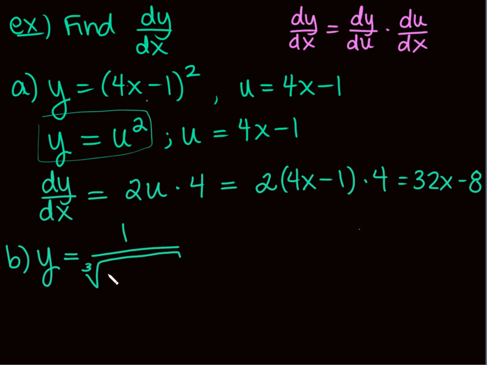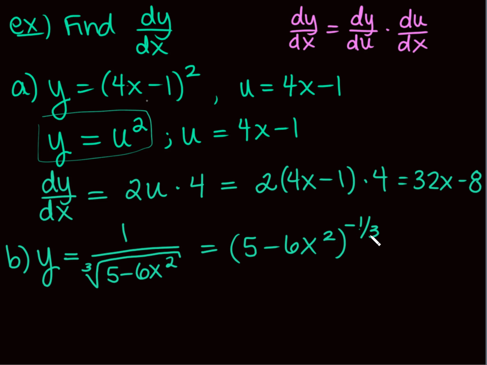Let's say we have 1 over the cube root of 5 minus 6x cubed. Actually, I don't want a cubed, I want a squared, just so we don't get the 3's too mixed up. The first thing I'm going to do is rewrite this as 5 minus 6x squared all to the negative 1/3. Because it's in the denominator, it's negative. It only becomes negative if it's in the denominator.